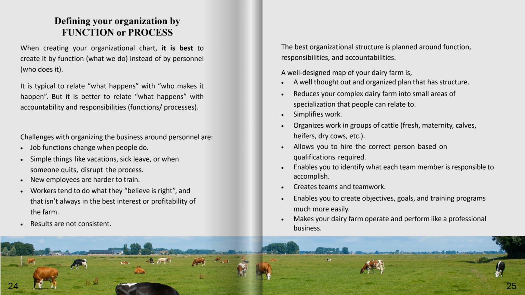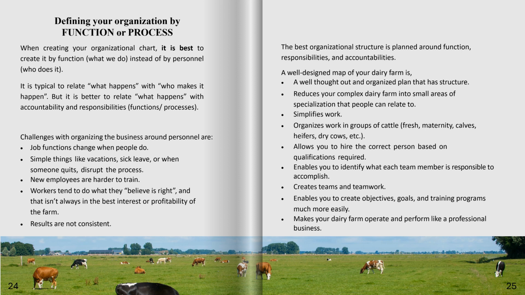Challenges with organizing the business around personnel are: job functions change when people do. Simple things like vacations, sick leave, or when someone quits, disrupt the process. New employees are harder to train. Workers tend to do what they believe is right, and that isn't always in the best interest or profitability of the farm. Results are not consistent. The best organizational structure is planned around function, responsibilities, and accountabilities.